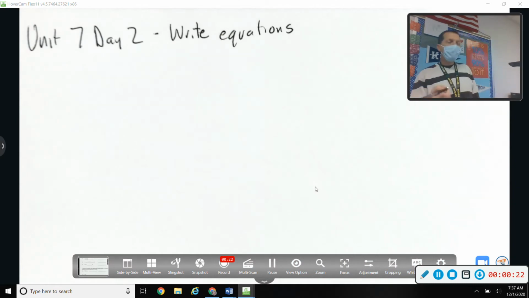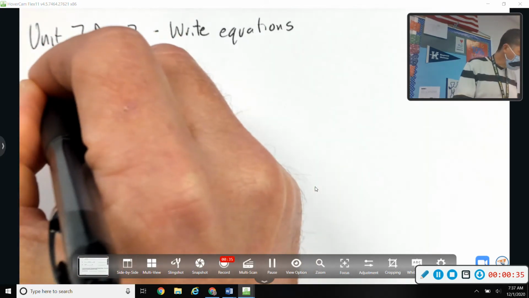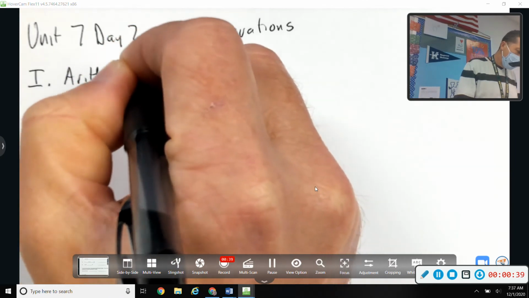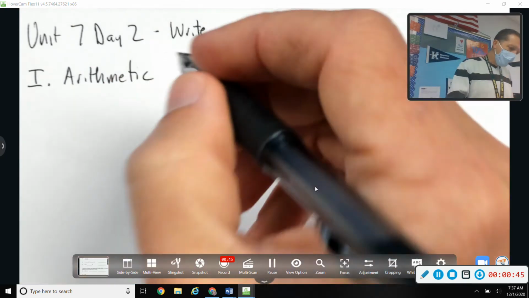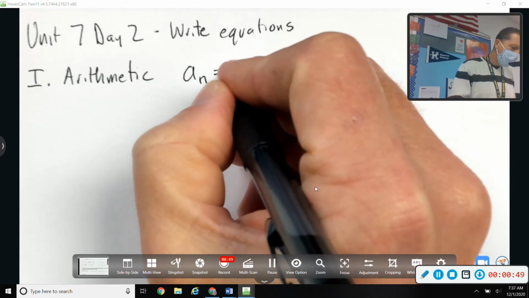Yesterday we gave you the equations and you wrote the terms. Today we're going to kind of switch that around. We'll give you the terms and you'll write the equations. And we've seen it before a little bit, so it's somewhat familiar. Again, the two main types are arithmetic and geometric. We saw the formula yesterday, the nth term.